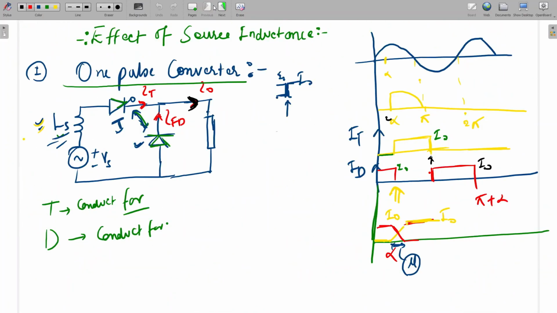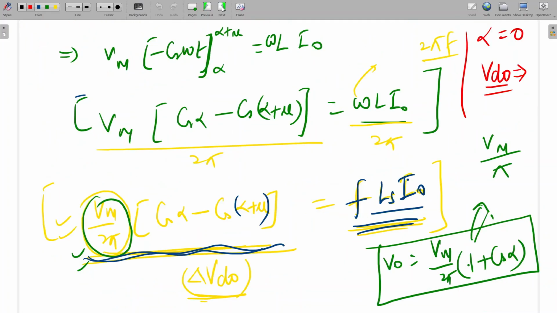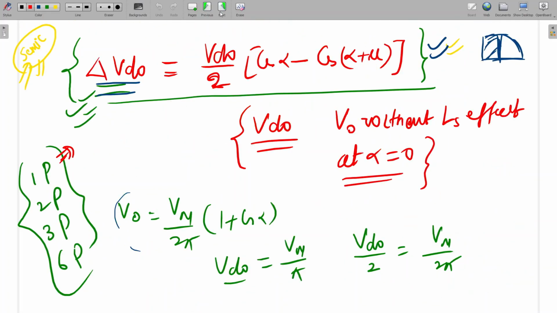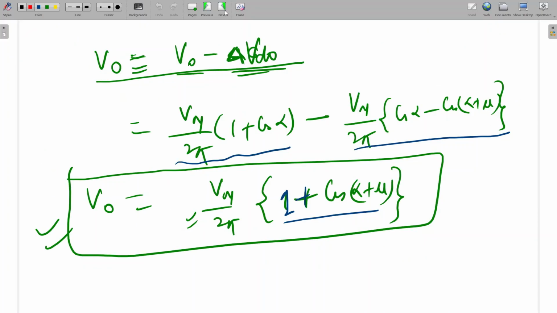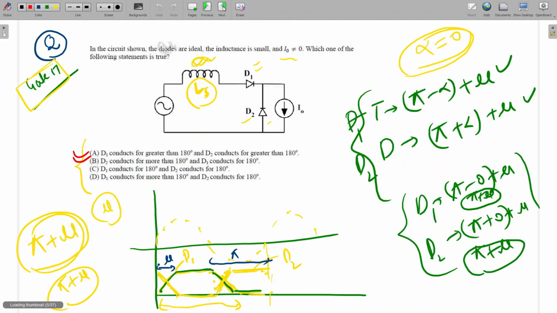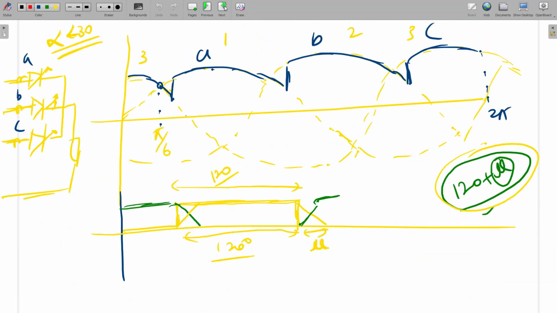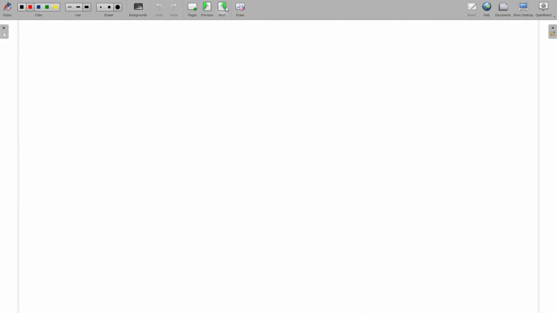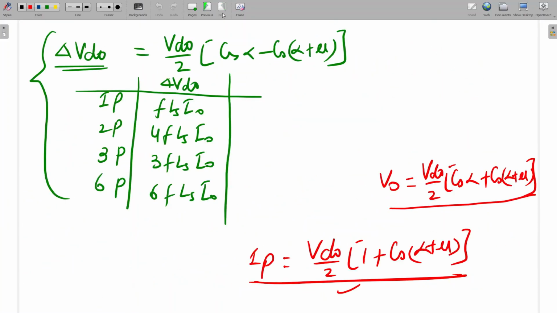So here I have derived it: 1 plus cos alpha plus mu. So this is V_d0 upon 2 only, times (1 plus cos alpha plus mu). Correct. So this is the summary, this much we should remember.